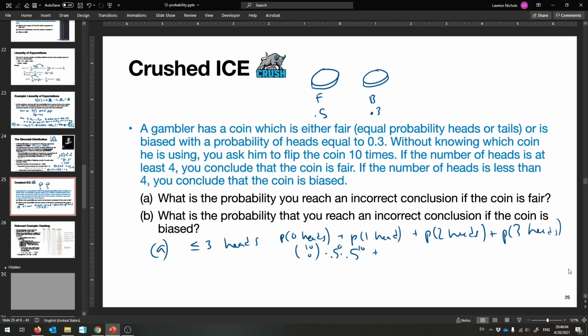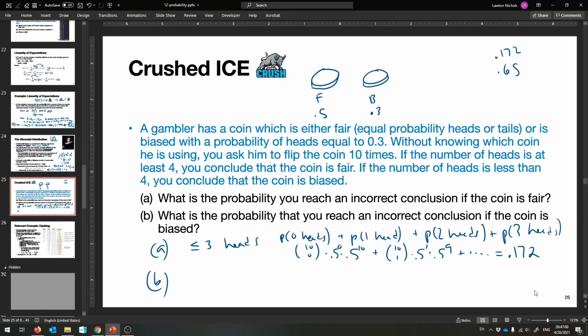Then we can do the same for 1 head. That means we saw 1 head: 0.5 to the 1 times the probability of failure, again 0.5, to the 9, since we saw 9 tails. We can do this for the rest of them, and let me just go off and do that quickly so that we can get a nice idea of what this number should be. This is apparently a 0.172 chance that this ended up happening. We got less than or equal to 3 heads even though the coin was fair. So it's still possible, just not super likely. That's the probability that we reached an incorrect conclusion if the coin was fair.